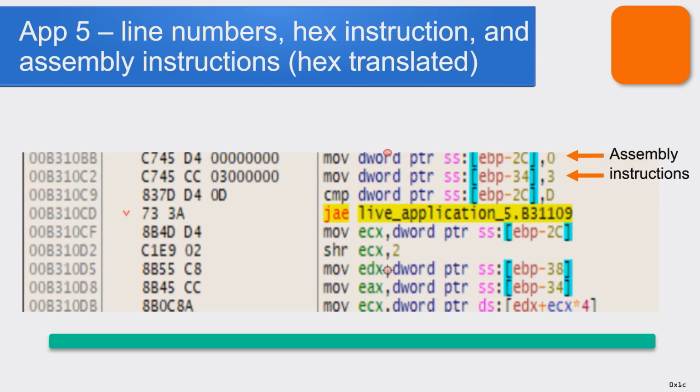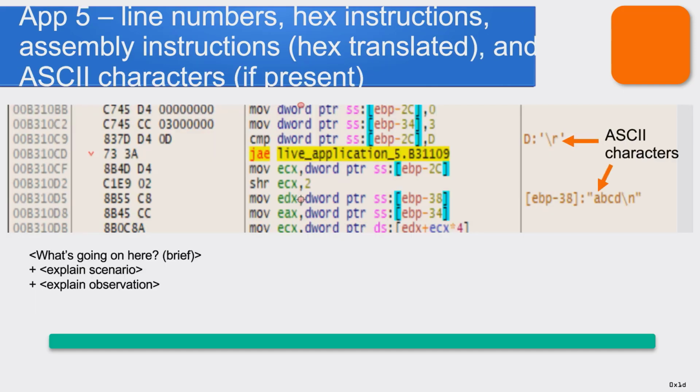Then I've added assembly instructions. So now you have your line numbers, you have your hex code instruction, and then you have your assembly instruction, like MOV DWORD PTR SS, and the rest of it. That's all that is, assembly instructions. And essentially what assembly instructions are for is so that you don't have to look at the C7 45 space D4 space, all those zeros, and go, oh, that's MOV DWORD PTR, etc. It just makes it much easier for the reverser.